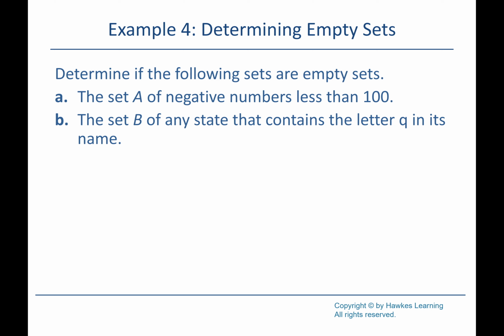What about B? This one makes you think about geography again. It says a set B of any state that contains the letter Q in its name. Yeah, there's not one. You can think about it for a little while, but there's not one. So set B here would be empty. So we could say set B would be the empty set.